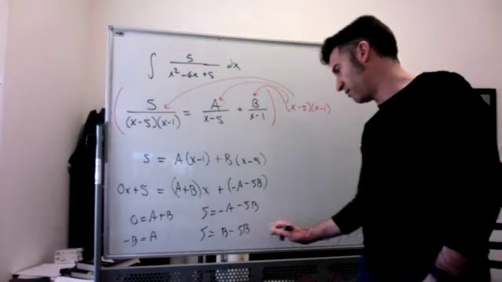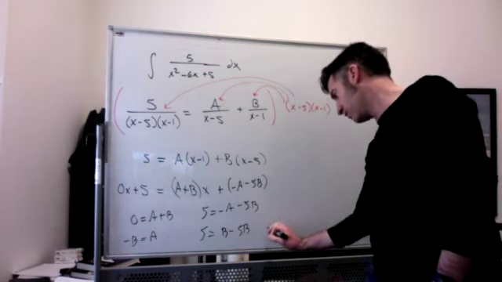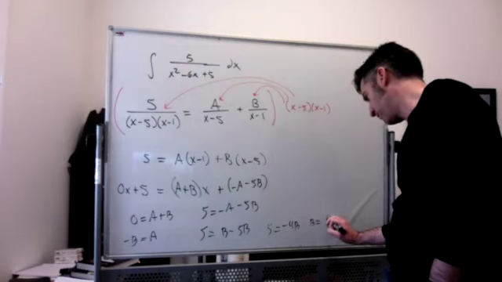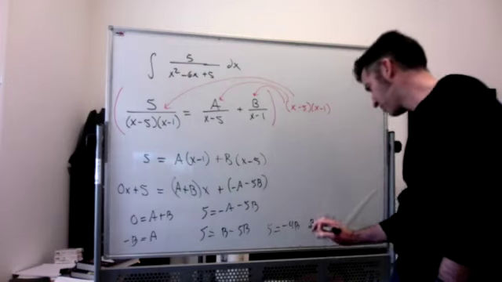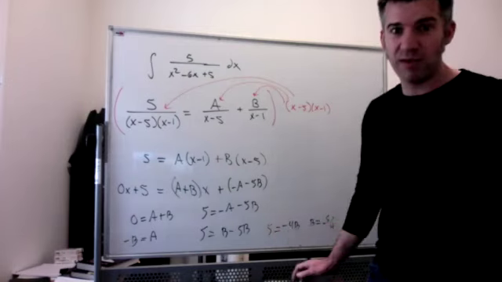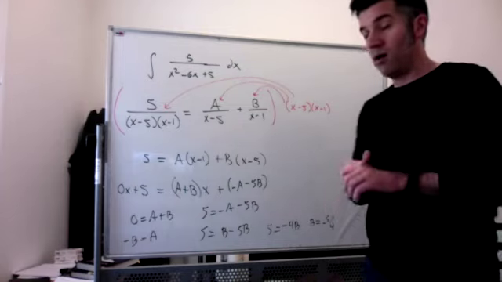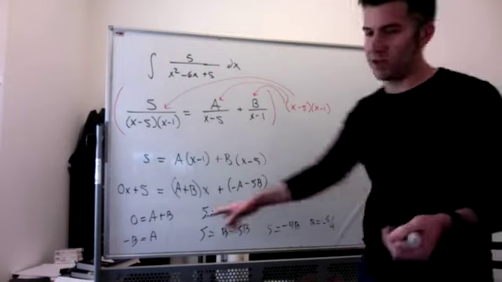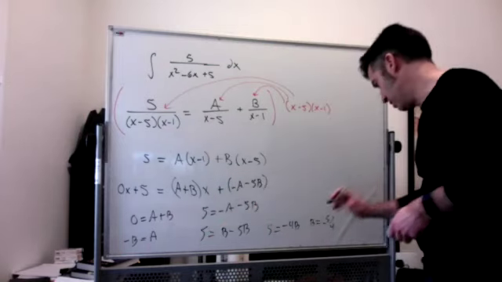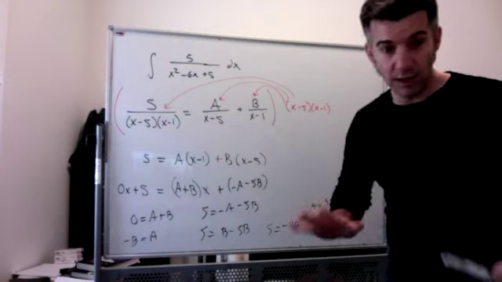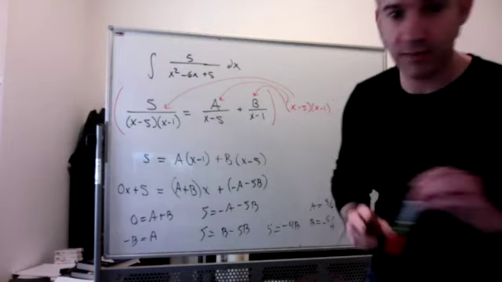So b minus 5b is negative 4b. So 5 equals negative 4b. b equals 5 over negative 4. That's a fine way of doing it, but it's more work than we want to do. So here's the thing. And then you could say that A is negative B. So A would be positive 5/4. That's all good. But let me show you an easier way.